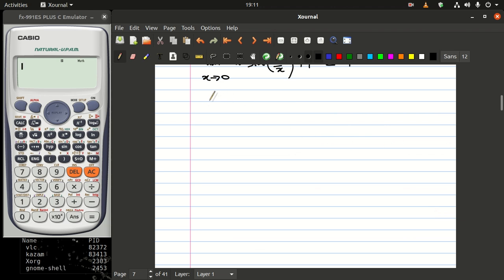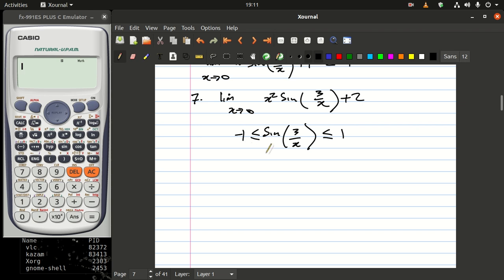Let's take another example. Example number 7. I want us to evaluate the limit as x approaches 0 of x squared times sine of 3 over x plus 2. Using the squeeze theorem, the first thing I'm going to deal with is this sine. Whenever I have sine of 3 over x, I know it's always going to be less than or equal to 1 and always going to be above -1.